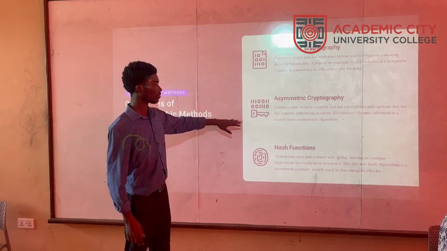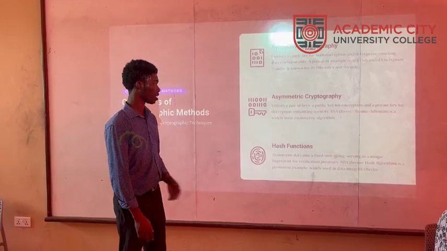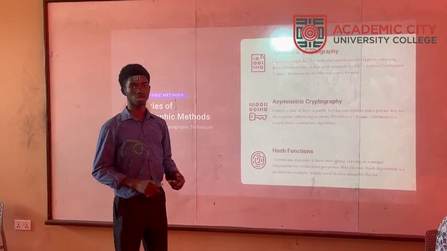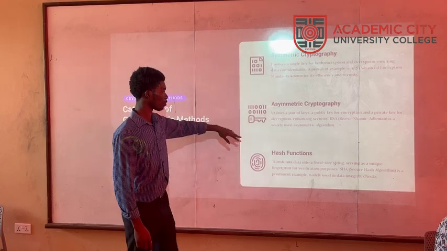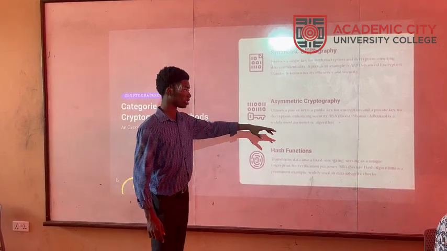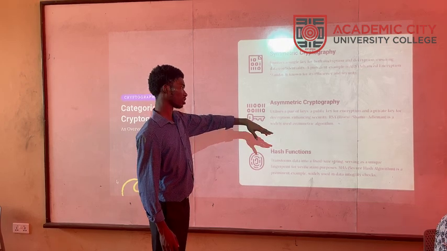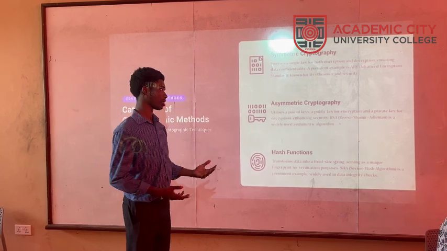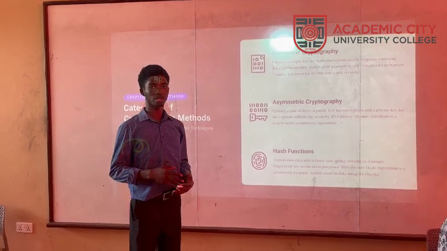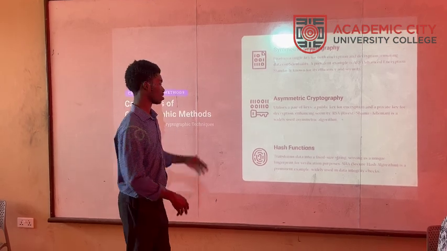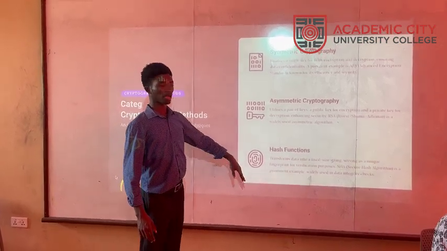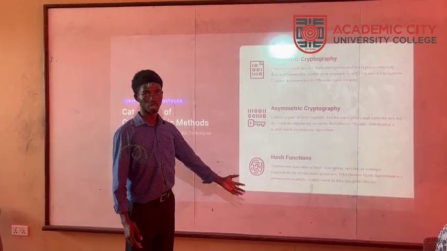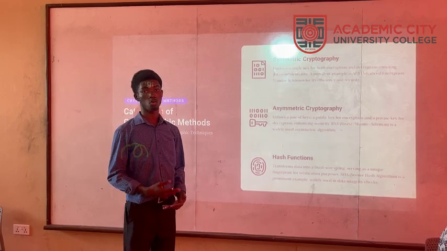Then next we have asymmetric cryptography. This is where it uses a pair of keys, a public and a private key, to encrypt and decrypt data. An example of where asymmetric cryptography is used is the RSA algorithm, which stands for Rivest-Shamir-Adleman. Over here, as I said earlier, it uses a public and private key pair to encrypt and decrypt the data. Next, we have hash functions. Hash functions can also be seen or applied in HTML or web development.